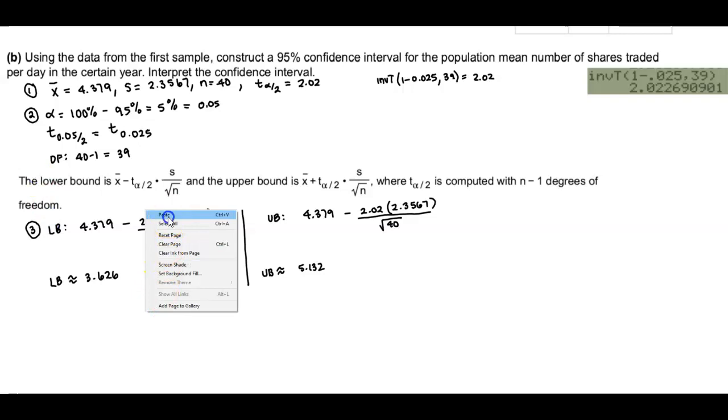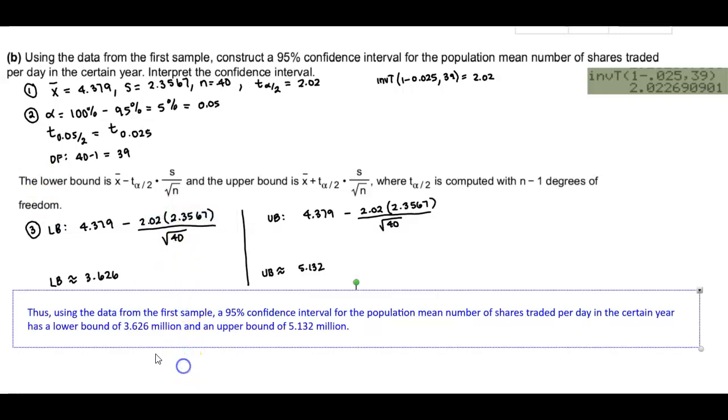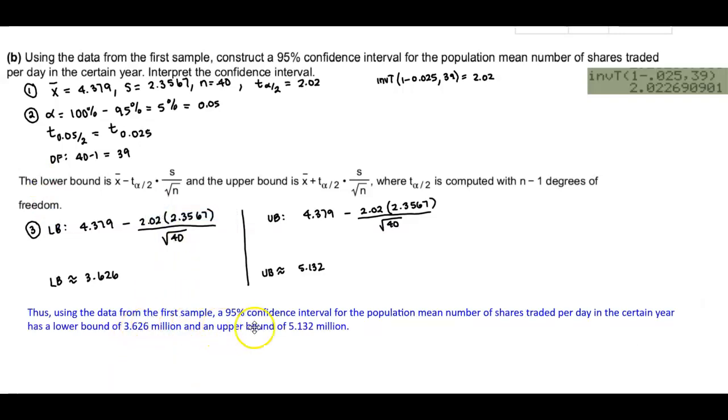So from here, we can interpret the confidence interval by saying, using the data from the first sample, a 95% confidence interval for the population mean number of shares traded per day in the certain year has a lower bound of 3.626 million and an upper bound of 5.132 million.